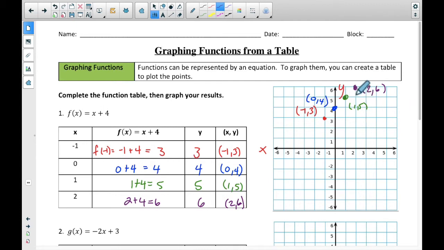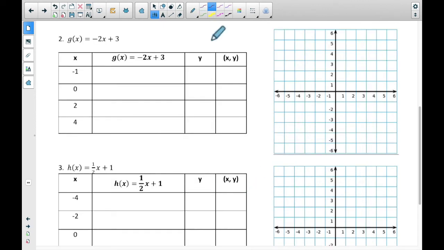Now, these have made a straight line. And because it is a function, I can connect those with a straight line. And when I draw my straight line, I am going to use a straight edge. And it should have an arrow on both sides of it. So there's an arrow on this side and an arrow on this side. Okay, let's look at another example.